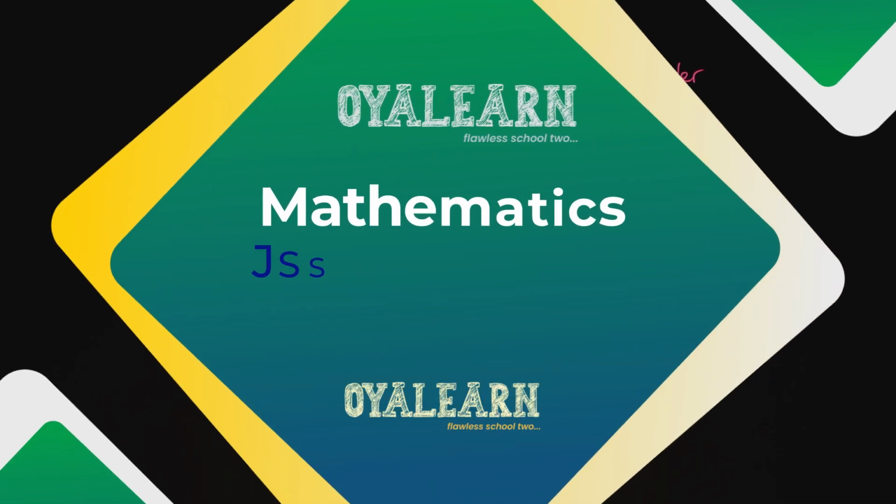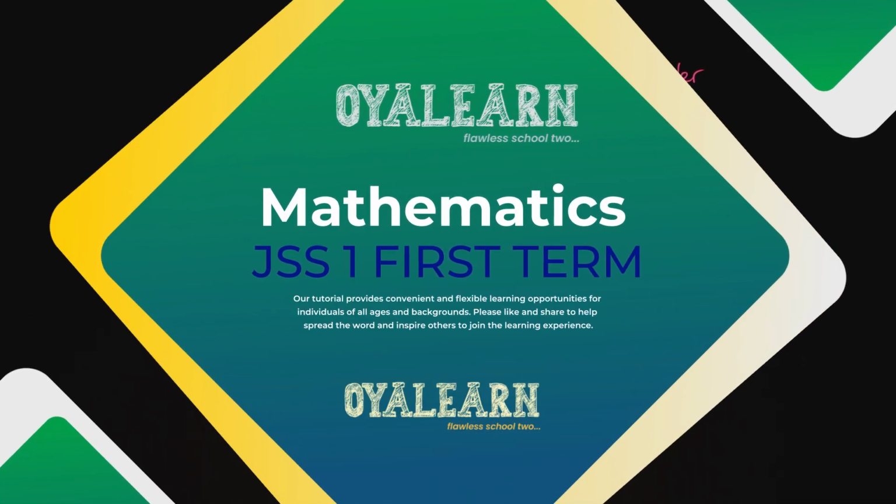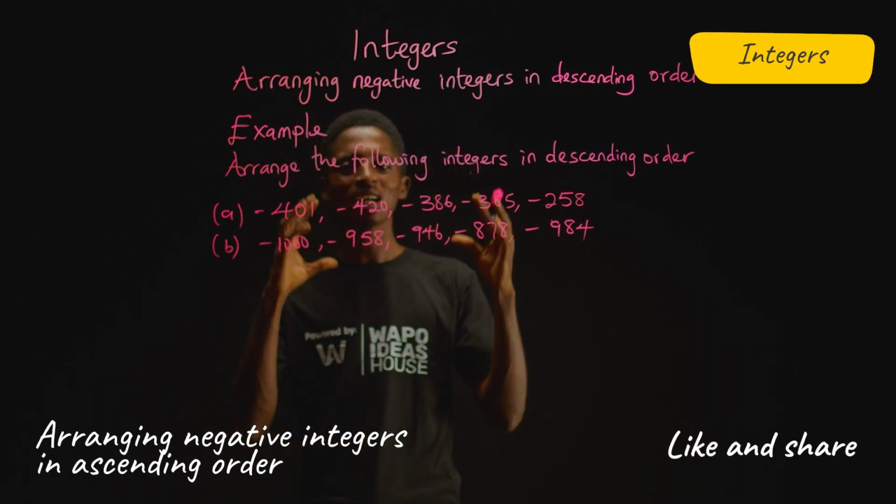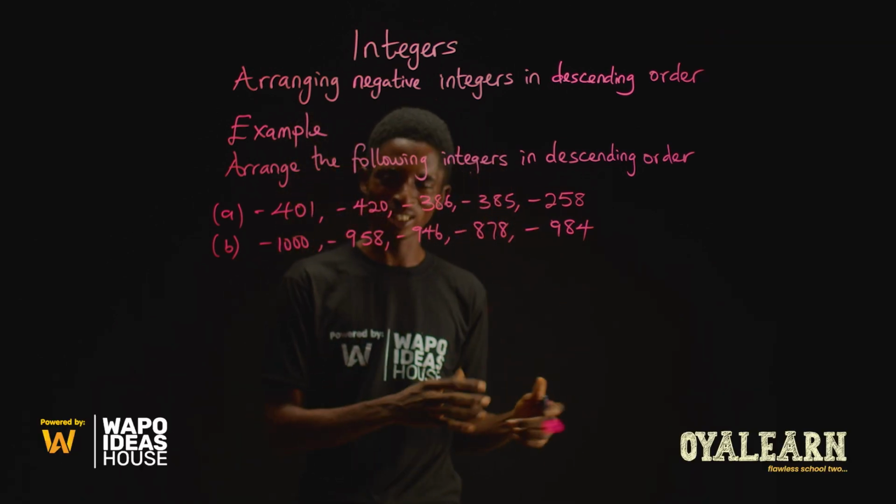Now let us arrange these following integers in descending order. That is, from the largest to the smallest.